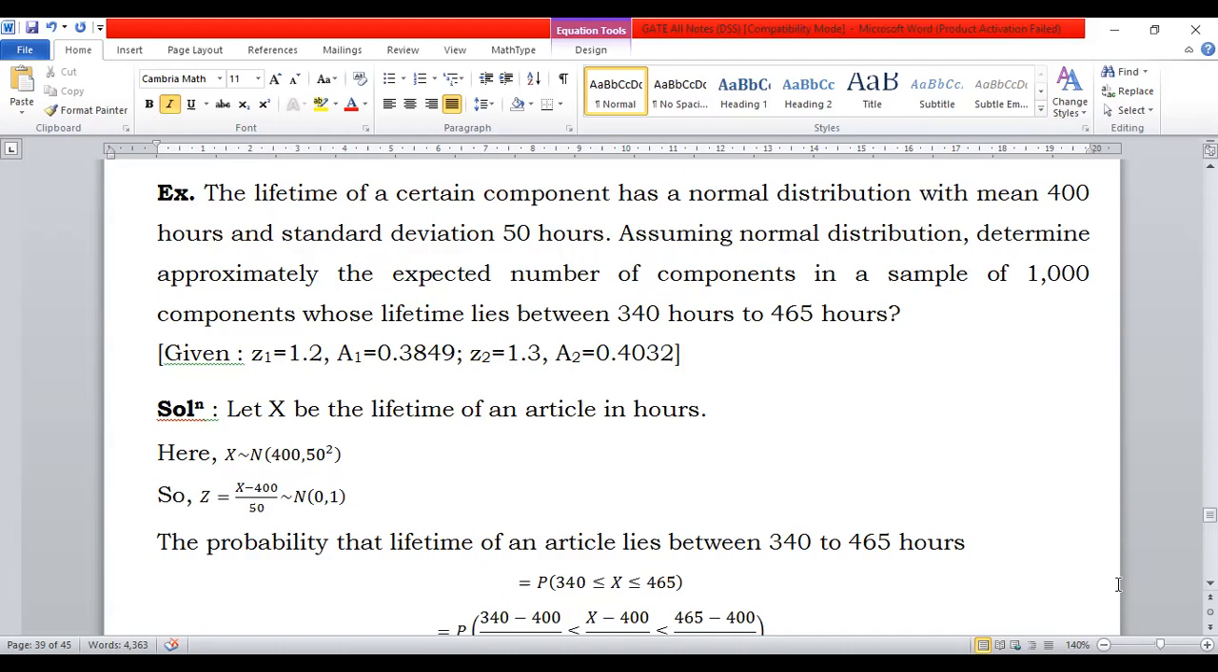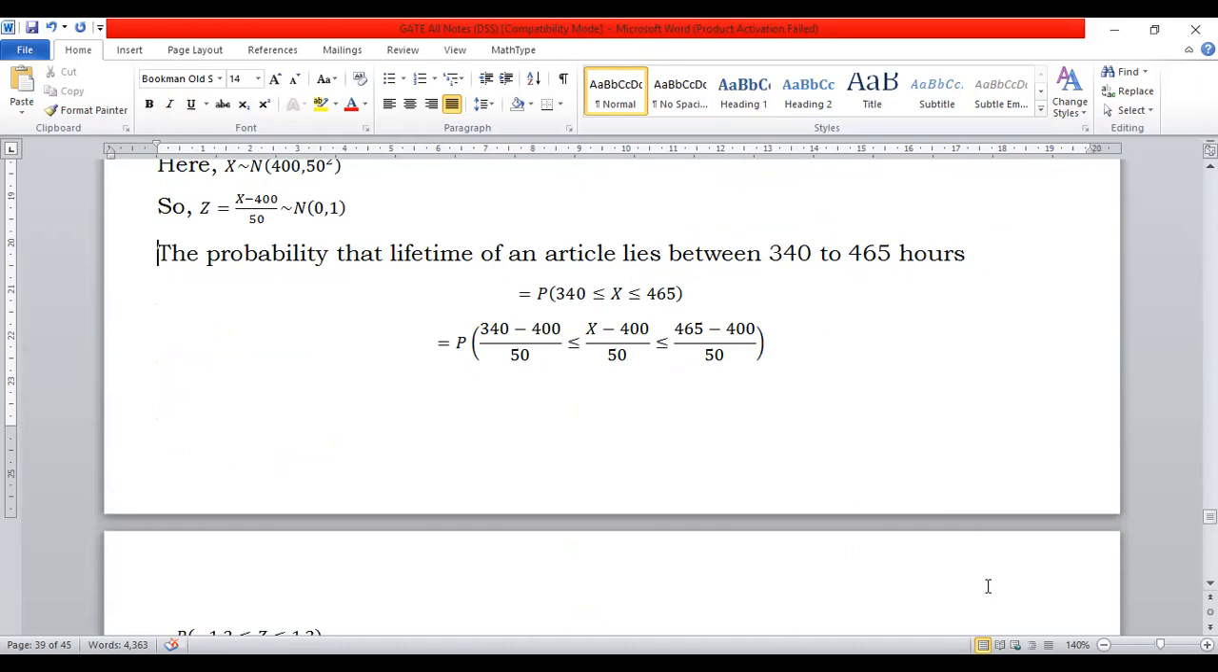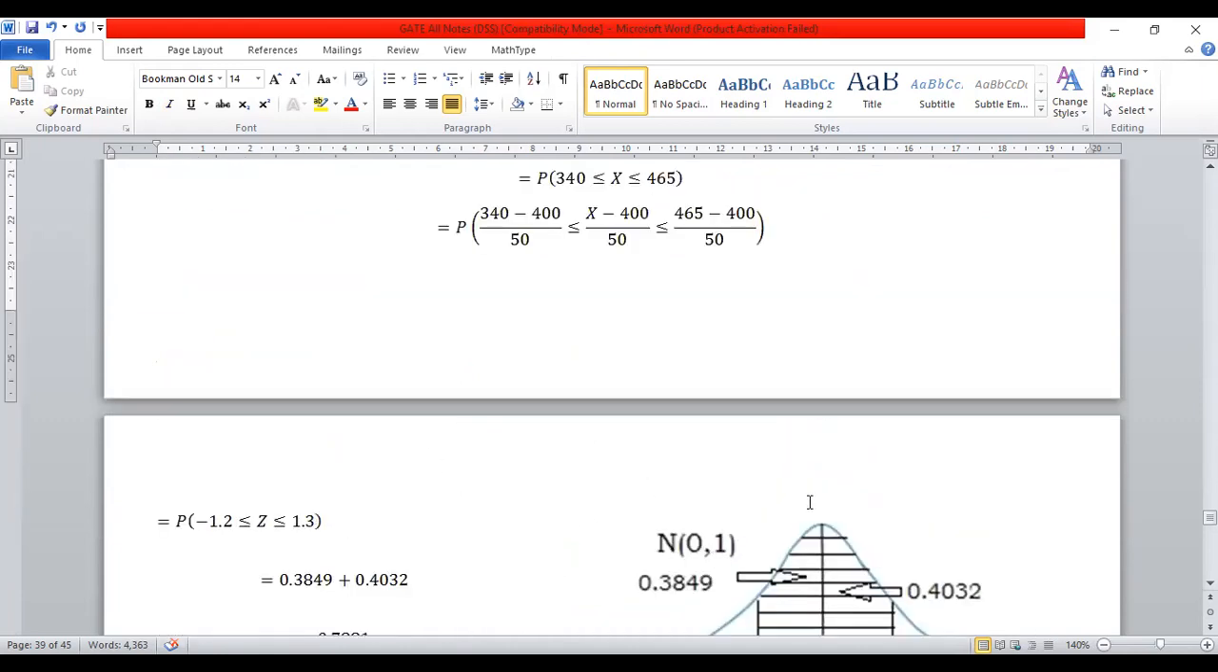The probability that, so when I was speaking probability, then that is related to only one entity, that the lifetime of an article lies between 340 to 465 hours. So probability that 340 less than or equal to X less than or equal to 465. Then perform the same operations so that it can be converted into standard normal. And this minus probability that minus 1.2 less than or equal to Z less than or equal to 1.3.